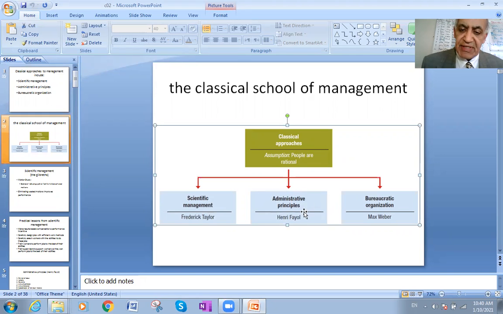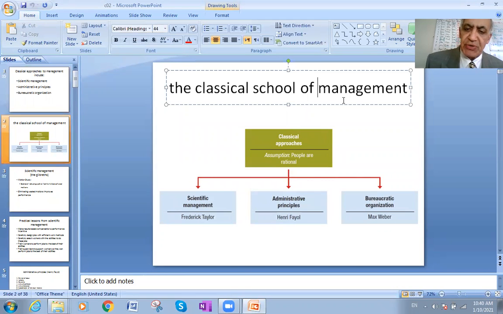Then we have the administrative principles of Henri Fayol, who was an engineer, and he set up 14 principles for management, as we will see today. Then we have the bureaucratic organization of Max Weber. He was a social scientist, and he put forward the bureaucratic model. Bureau and cratic mean the power of the desk, the power of the office, the table on which you write and make decisions. Those are the three schools we are going to talk about today.